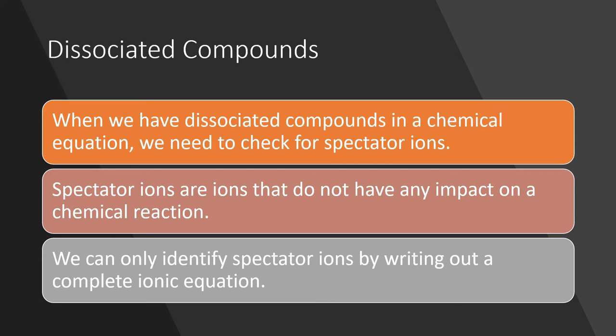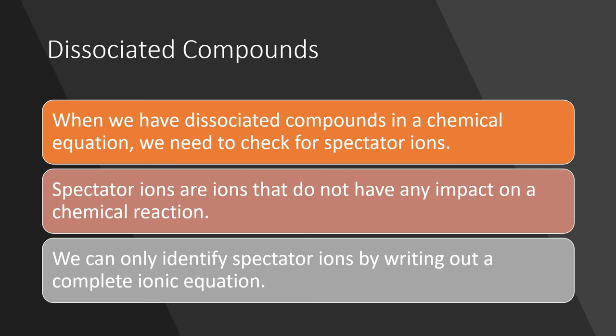Now, when we have dissociated compounds in a chemical equation, they're going to occasionally cause some issues for us, so we need to be able to check for spectator ions. Spectator ions are ions that do not have any impact on a chemical reaction. Basically, they're called spectators. They're sitting off to the side, not doing anything, just watching the reaction take place.